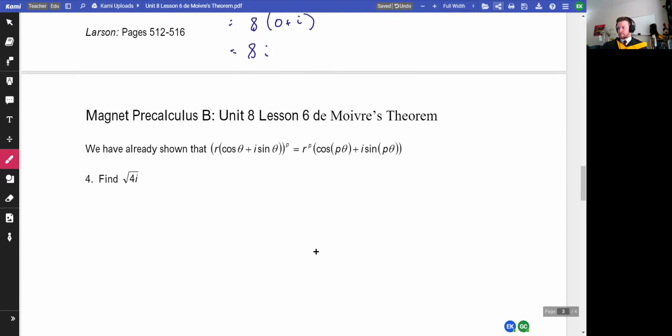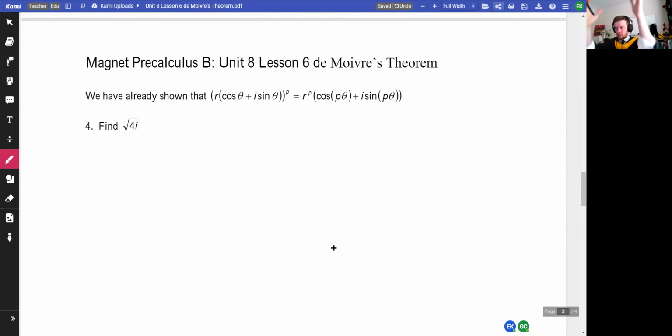All right, let's proceed. We just used De Moivre's theorem explicitly.